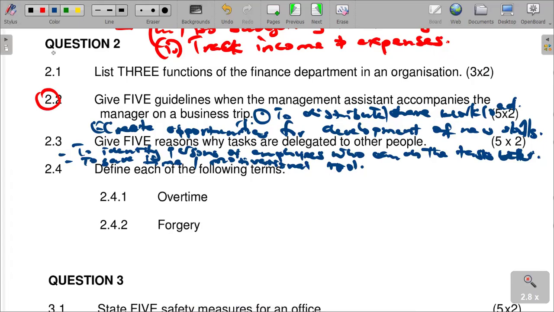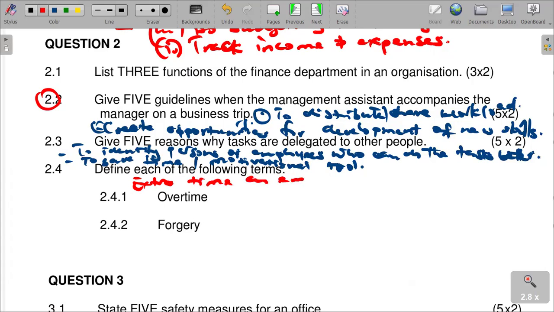Define each of the following terms: overtime. So overtime, we refer to extra hours. A person works above the minimum required hours of working per day. It is extra time.